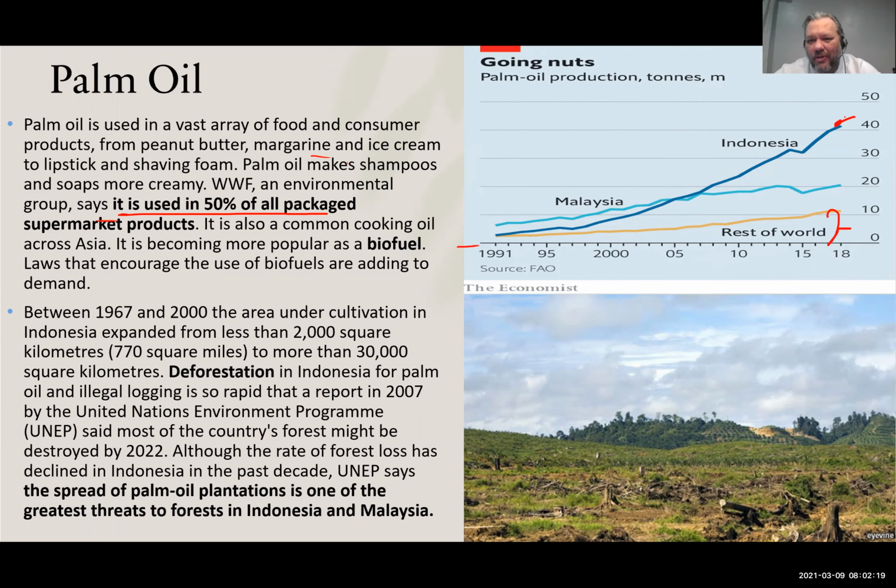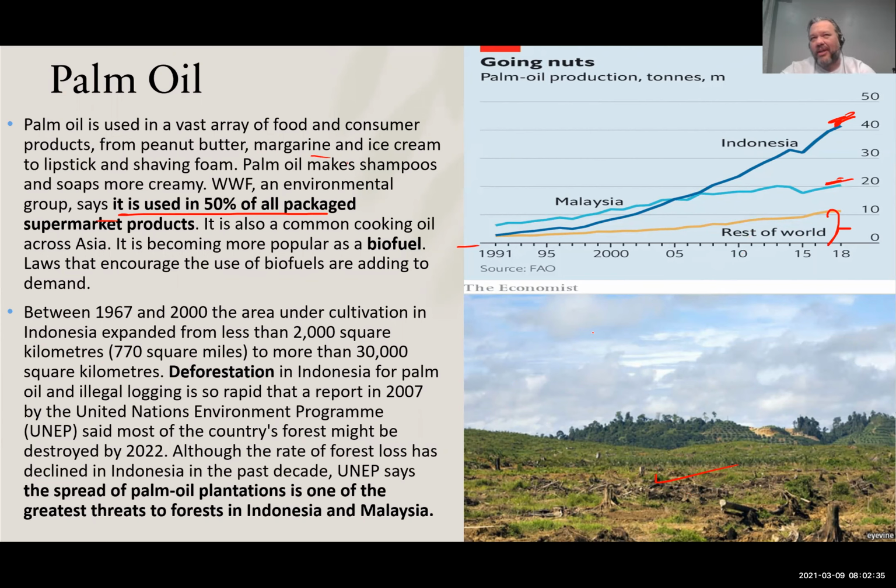By far the largest producer, and Malaysia as well. And so they're neighbors, put it that way. But this is how they get that done. So you cut down the forest to grow the palm oil. So deforestation in these countries is a significant problem.